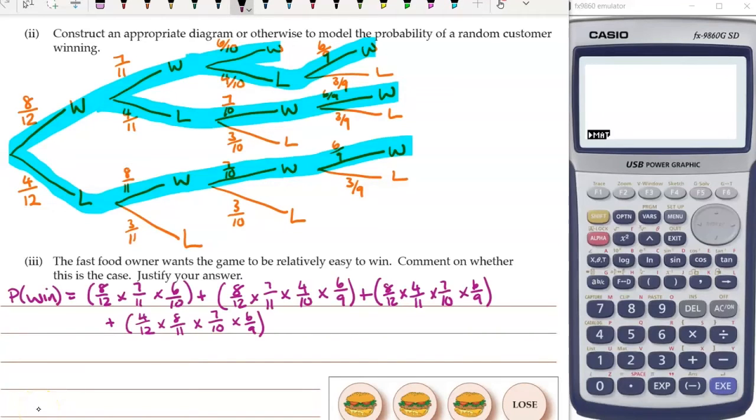So that looks like this. I'll just pause to pop that in the calculator. That comes to 0.5939.